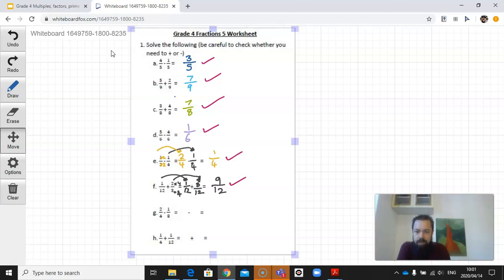Next one, denominators are different, so before we do anything, we need to change them. I notice that I can times that by 2, and I'll get 8 at the bottom.